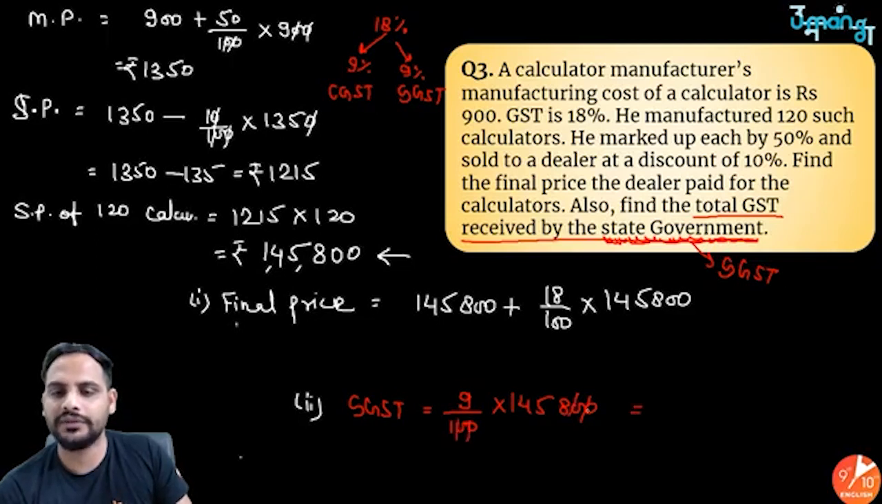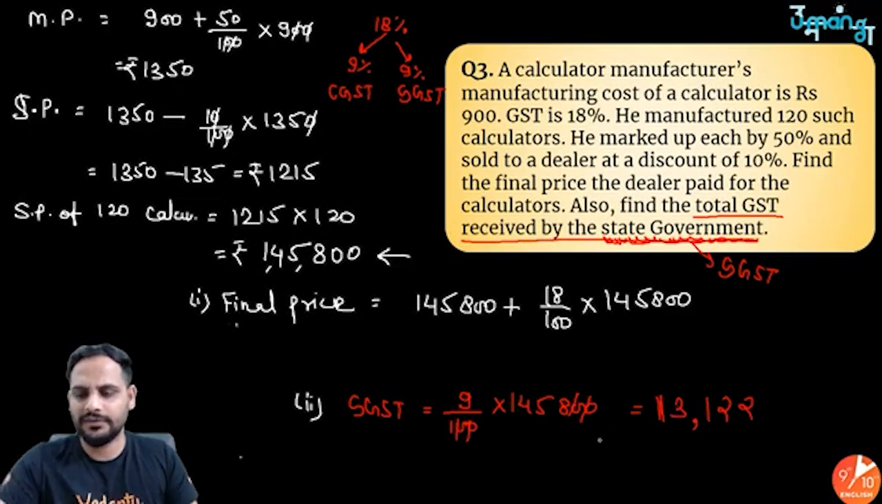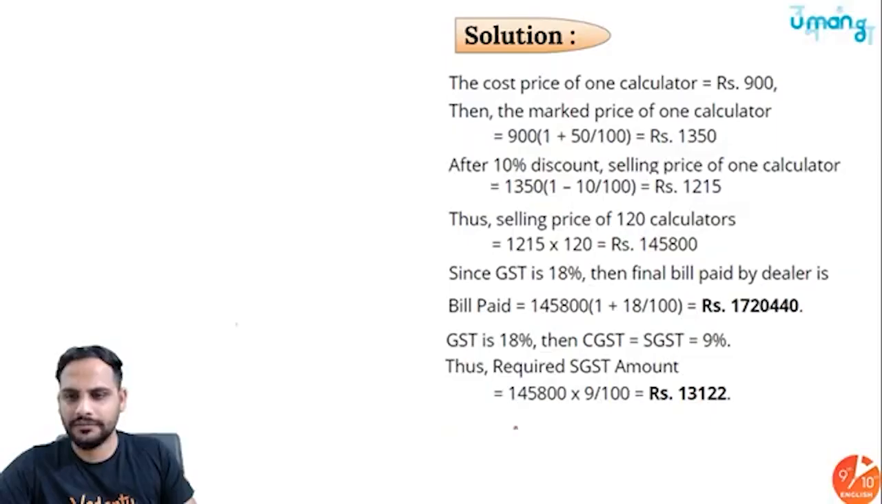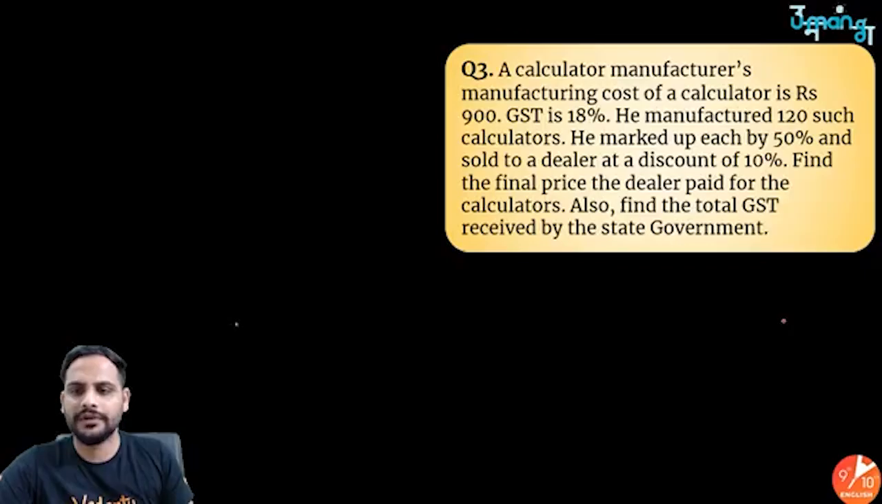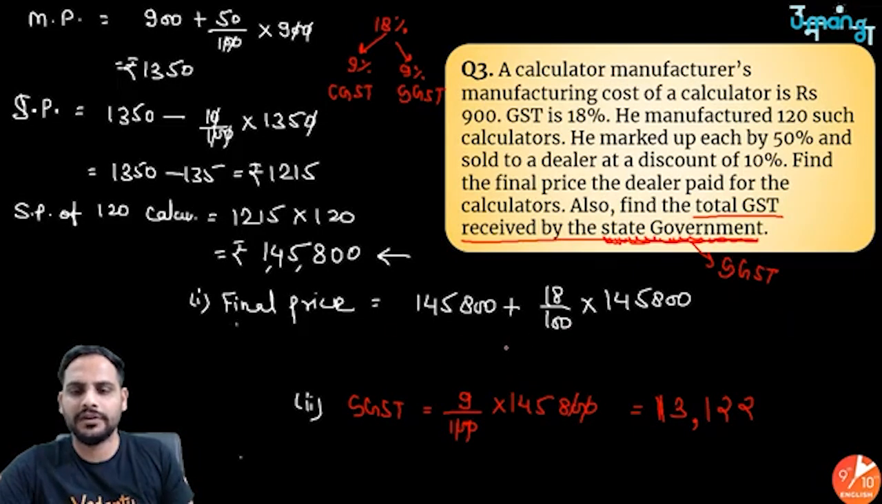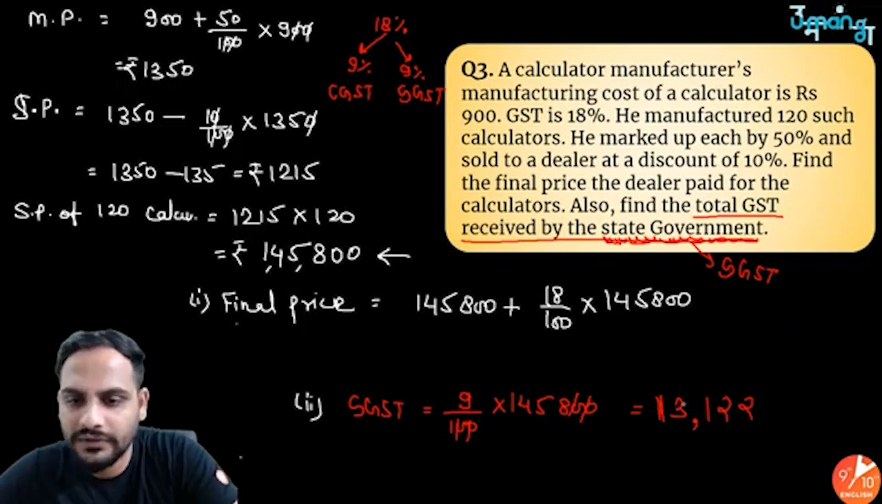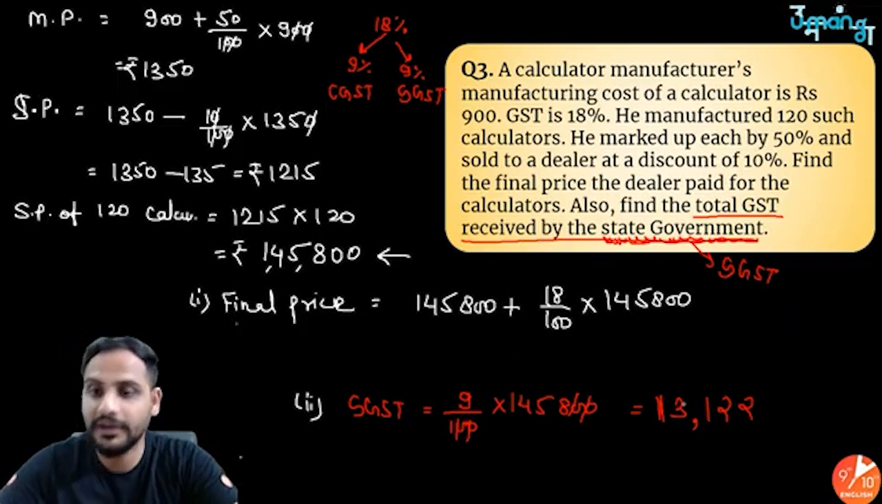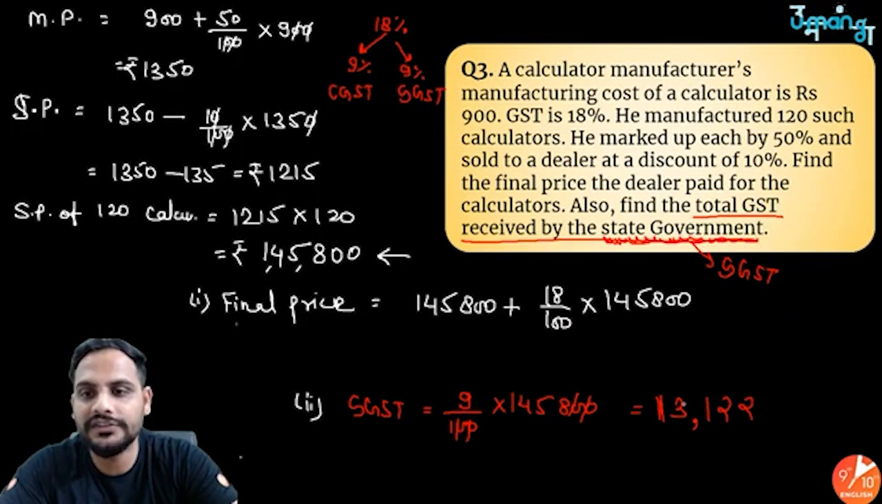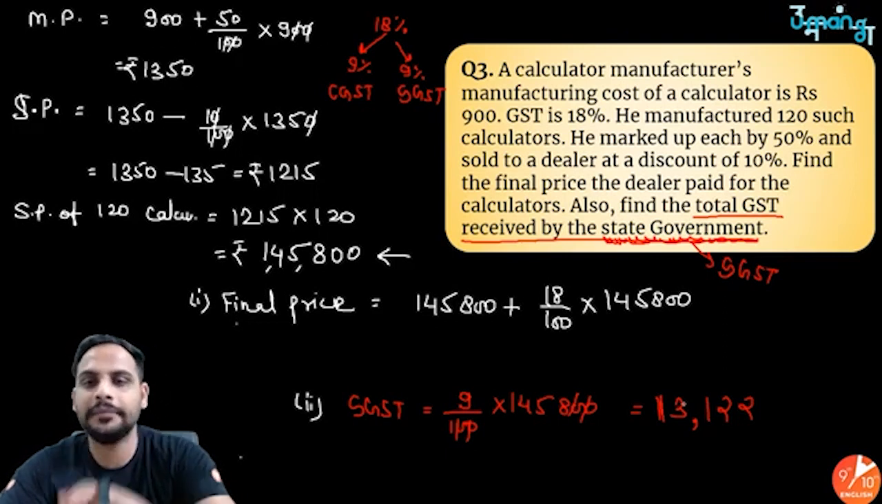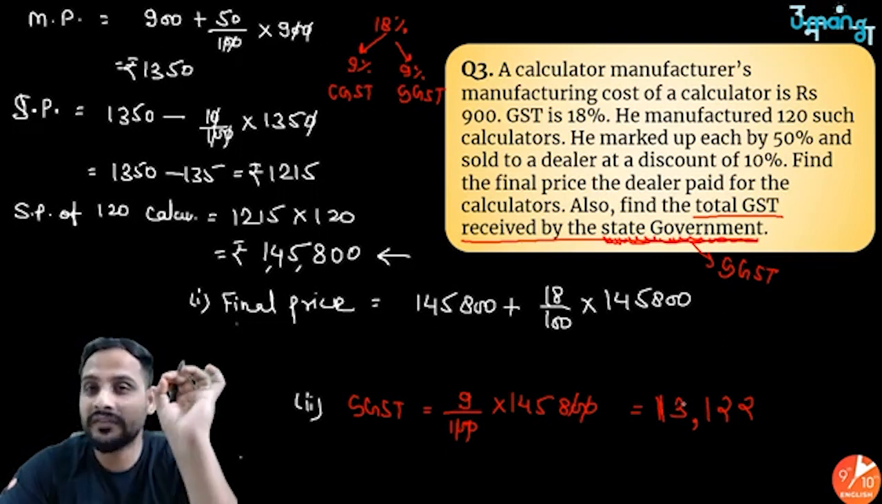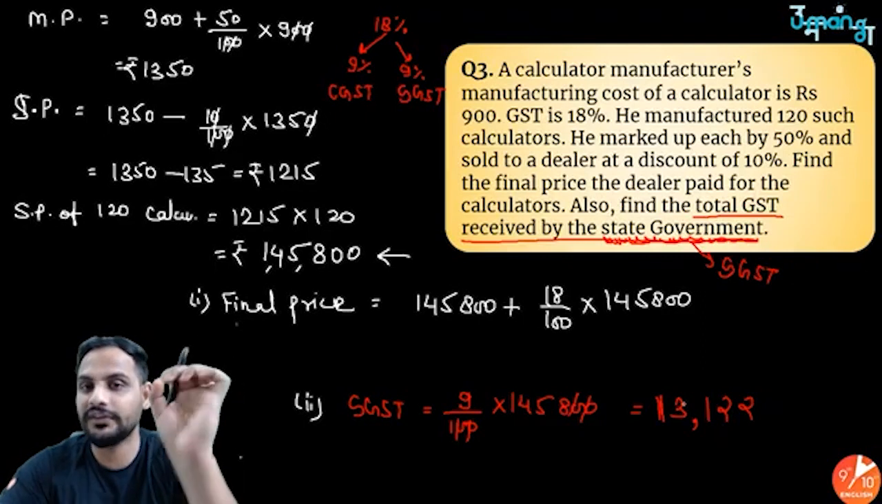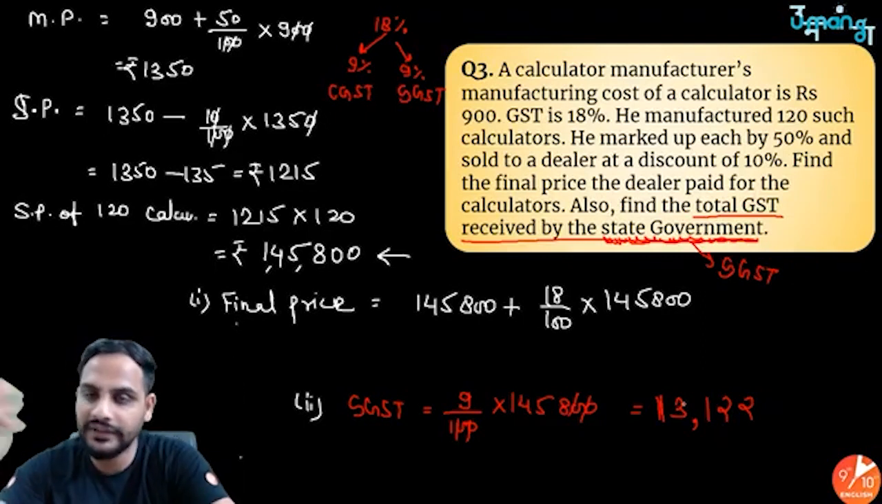So 9 into 1,458, if you multiply, the calculation gives 13122. And the final price, when you calculate, is 1720440. So this is the main part. Remember, if they had told me to find the total GST paid by the dealer, in that case I would say 18 percent. But since they have said received by the state government, the state government gets only half, so 9 percent.